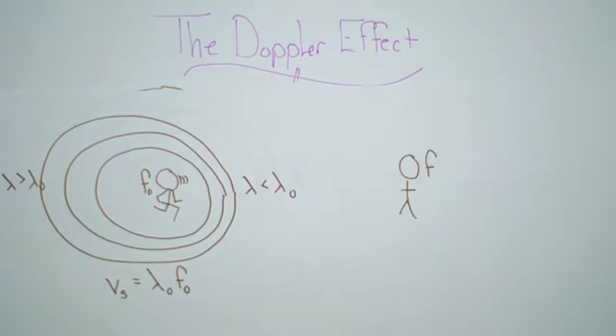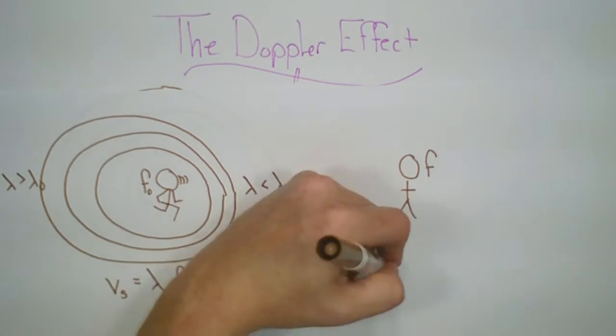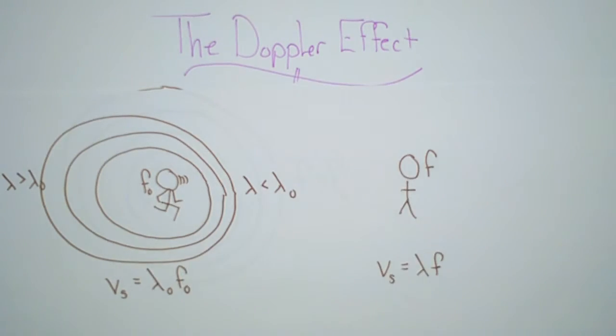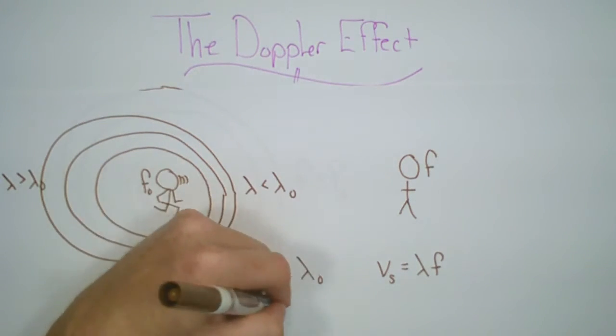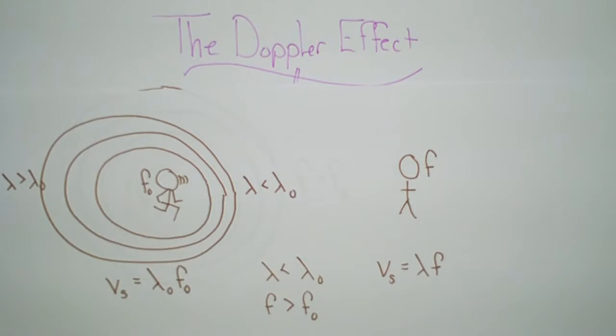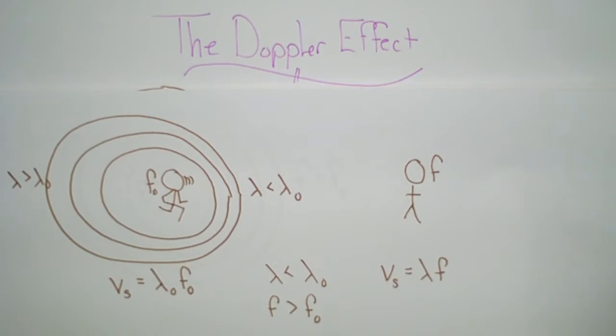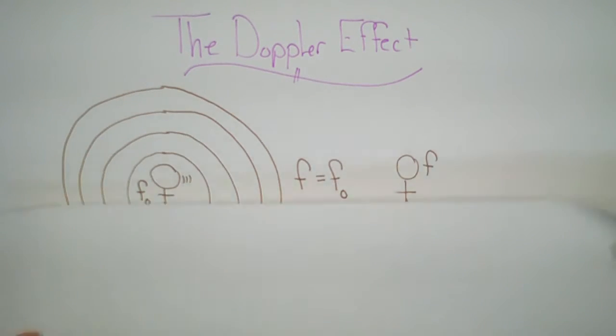The observer, also governed by the wave equation, is going to hear some frequency f. However, because the speed of sound is a constant, that's going to be equal to lambda f. And because we saw that lambda in the direction of travel is going to be less than lambda naught, that means that the frequency must be greater than the emitted frequency. And this is the Doppler effect.